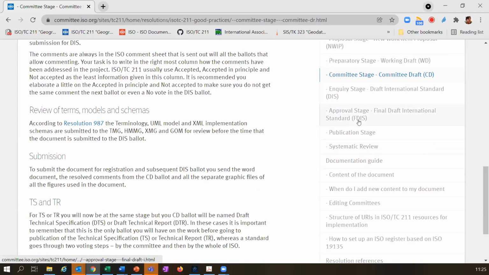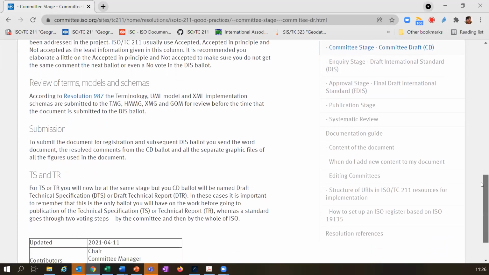There is this mystical final draft international standard that's coming in some of the processes, but not all. That is when you have an editorial change on the DIS document itself. Then we go to the final draft international standard, an extra ballot. But if we do not have that, we would go directly to publication. And that's also something that people tend to ask the Secretariat questions about.